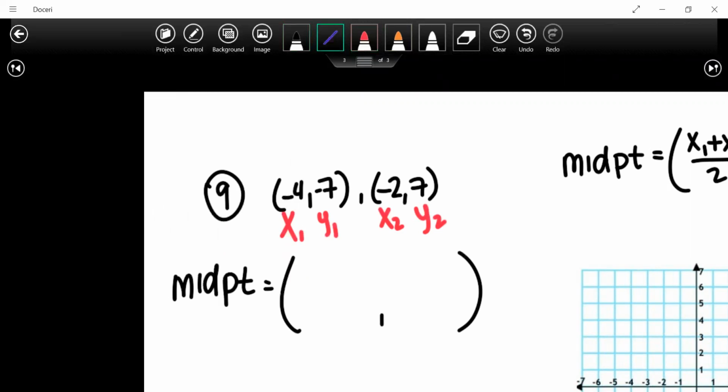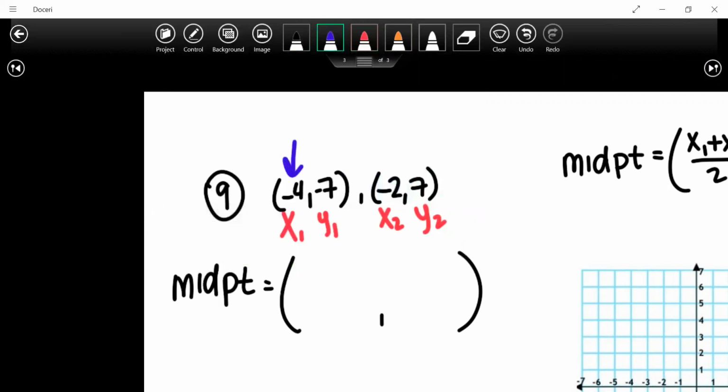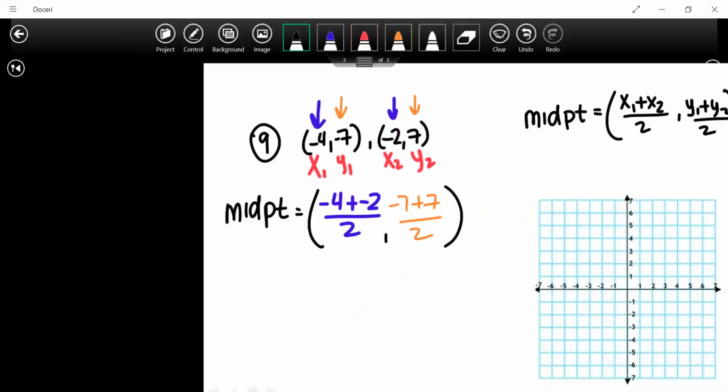Taking our x values from these, our x's, we're going to add them together. -4 plus -2 divided by 2. Then we're going to take our y's, -7 plus 7 divided by 2. We are going to get -6 over 2 and 0 over 2.